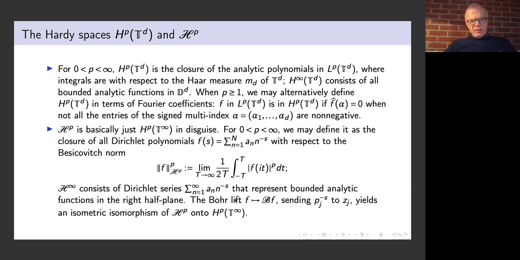There is a way to get from curly H^p to H^p on the torus, using the so-called Bohr lift, which means that for each prime p_j, you take p_j^(-s) and send it to z_j, the jth variable. And that sets up an isomorphism of curly H^p onto H^p on the torus.